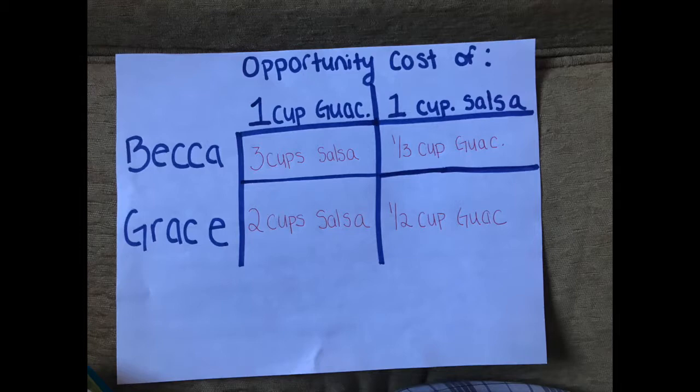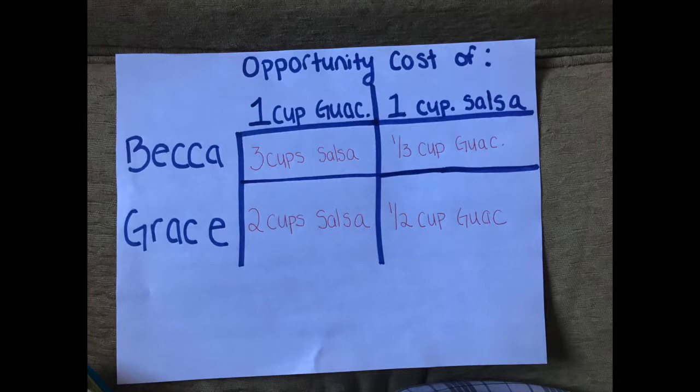In figuring out who should produce what, you look at guacamole and salsa. In order to produce guacamole, it takes Becca 3 cups of salsa and Grace 2 cups of salsa. Since Grace has the lower opportunity cost and only has to give up 2 cups of salsa, she should produce the guacamole. Now let's look at who should produce salsa.